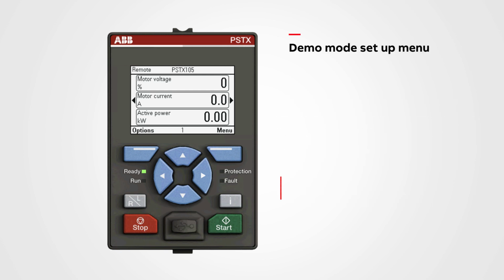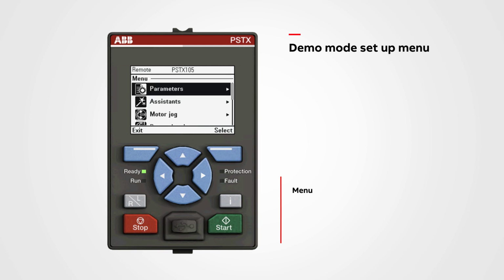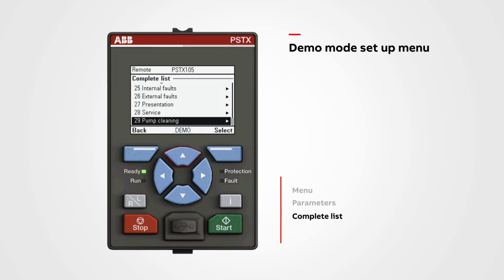Now let's look at the related parameters on the PSTX menu. From the home screen, navigate to Menu. Select Parameters. Enter the complete list. Navigate to Section 28, Service. To jump quickly to the end of the menu, use the up arrow button, or hold the down arrow to scroll faster.